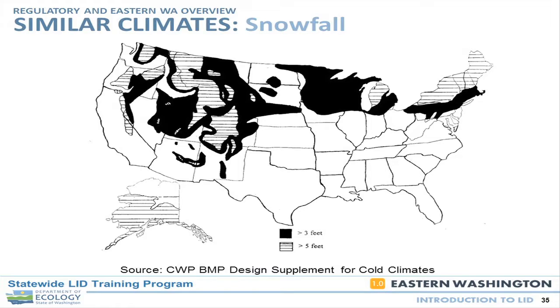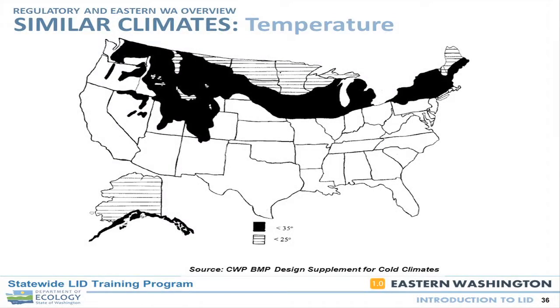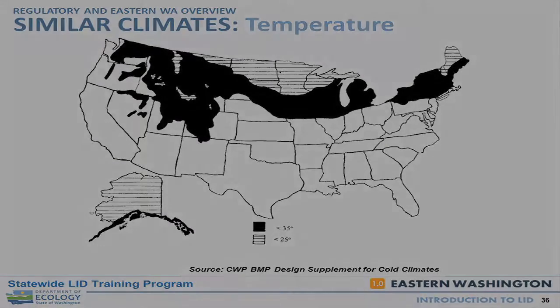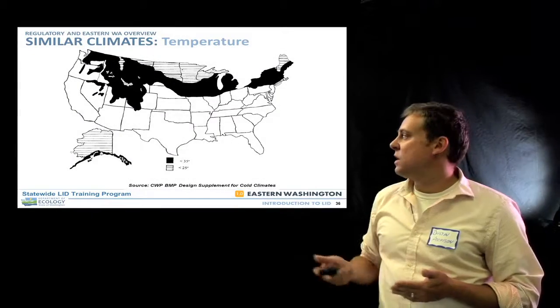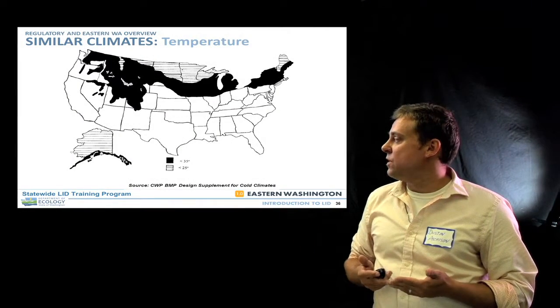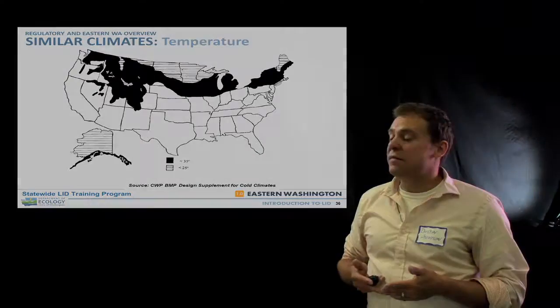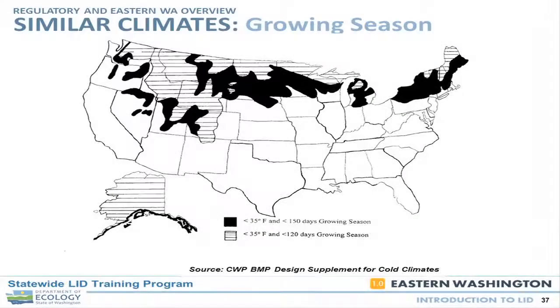So, in eastern Washington here, you have other areas, the Northeast, the Midwest, that also have snowfall. And there are great resources from other universities and other locations that give you good information about how to deal with cold weather climates and low impact development. The country also has similar temperature patterns. This is one on how cold does it get. So again, areas that are less than 35 degrees or less than 25 degrees. And again, the growing season is another key consideration. It's similar to other parts of the country.